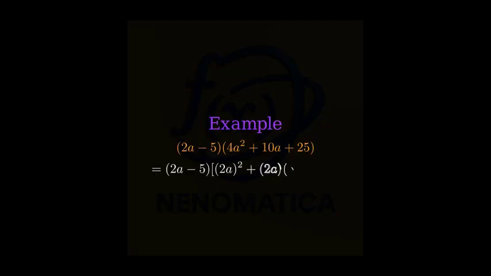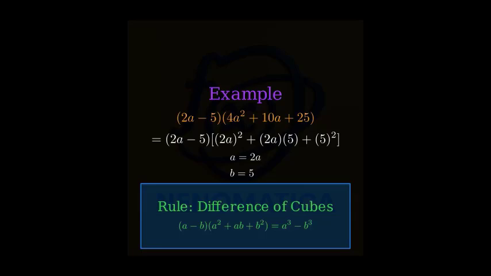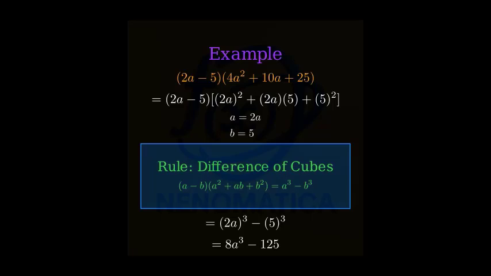Now, let's look at our first example. We have the expression (2 - 5)(4a² + 10a + 25). Let's identify our terms. In this expression, if we compare it to our general form (a - b)(a² + ab + b²), we can see that a is 2a and b is 5. Now, we can apply the difference of cubes formula. Remember, the formula tells us that (a - b)(a² + ab + b²) equals a³ - b³. Applying this formula to our example, we get the expression (2a)³ - 5³, which simplifies to 8a³ - 125.